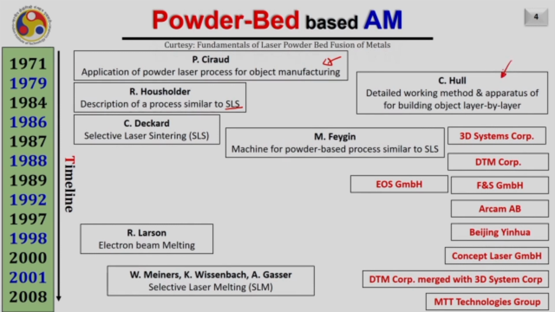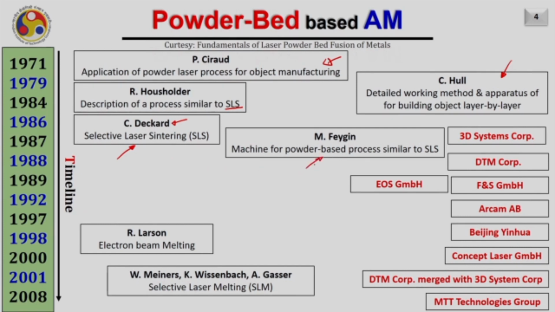Then later on, in 1986 to 1987, Professor C. Descartes developed the process called selective laser sintering. So he is usually considered to be the father of the powder bed based additive manufacturing system. At a similar time, in around 1987 to 1988, Professor M. Feigen developed a machine for a powder based process very similar to selective laser sintering.